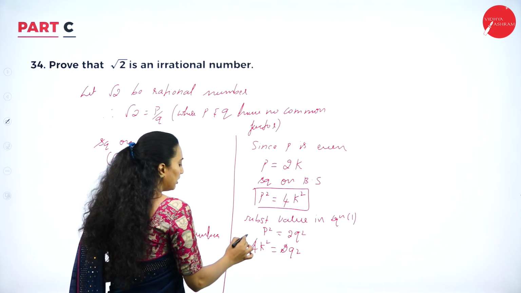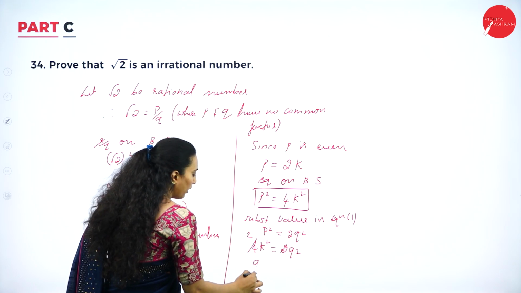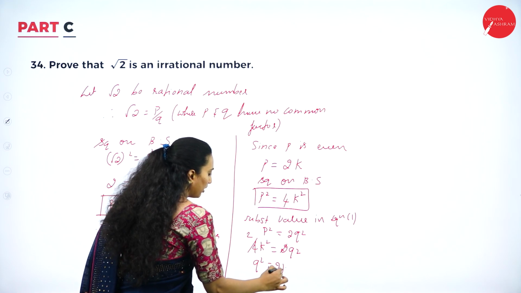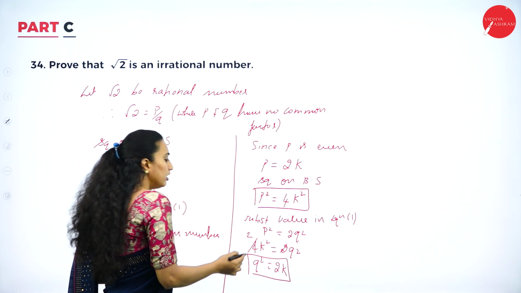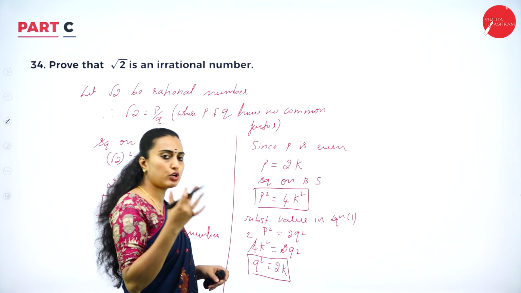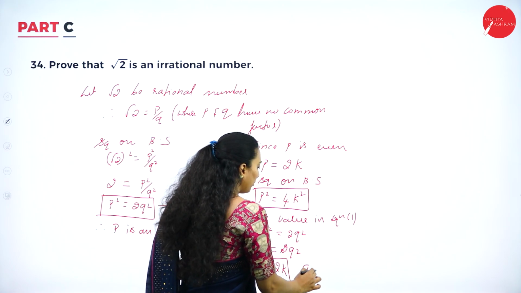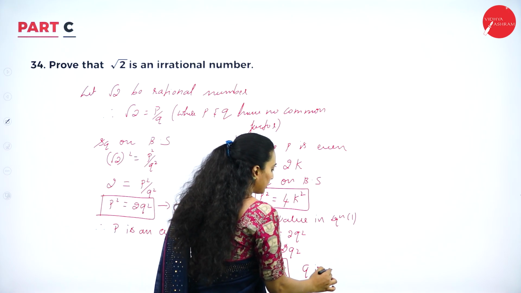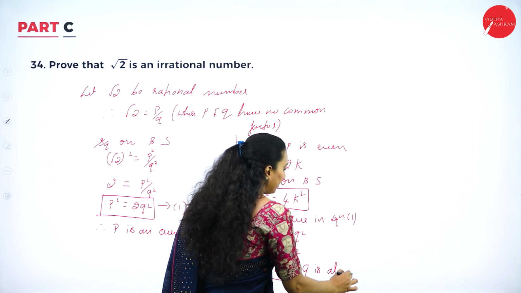Now you can cancel with 2. So q squared can be written as 2k squared. Dears, you can observe here, if q is equal to multiples of 2, then it is going to be known as q is also an even number. Correct? Also an even number.